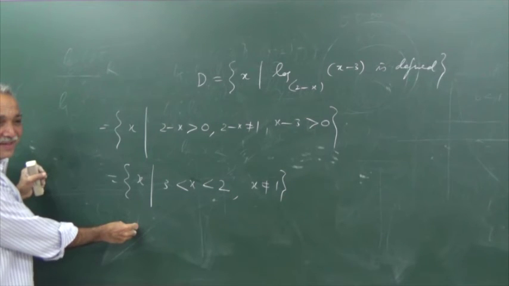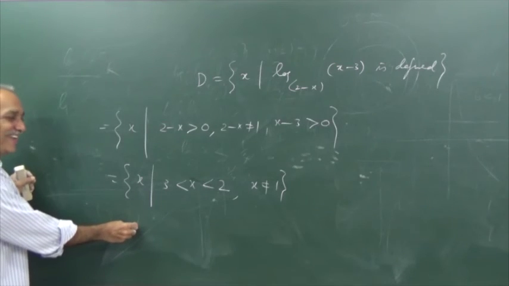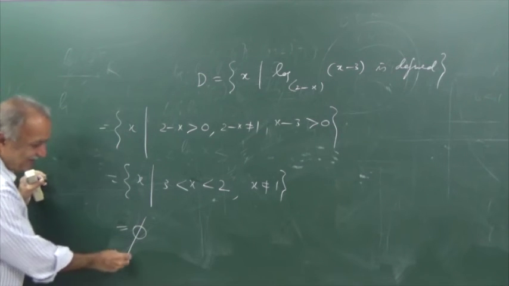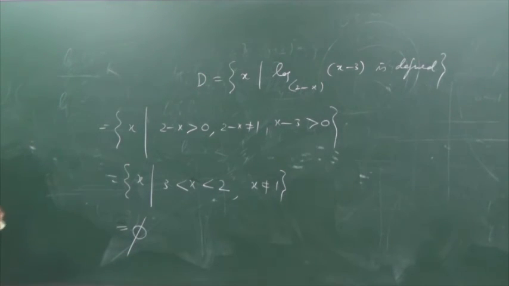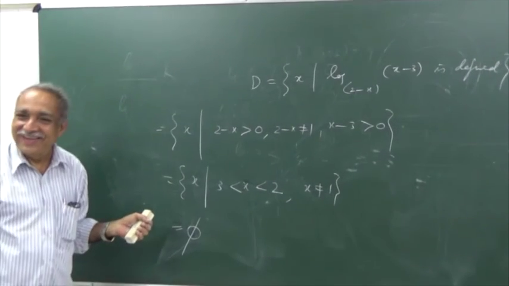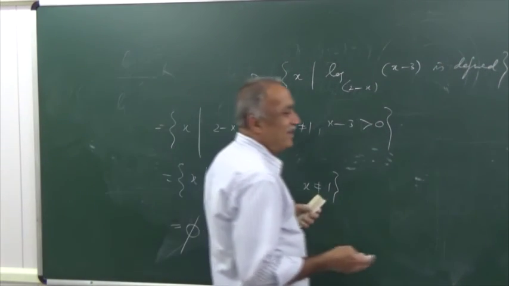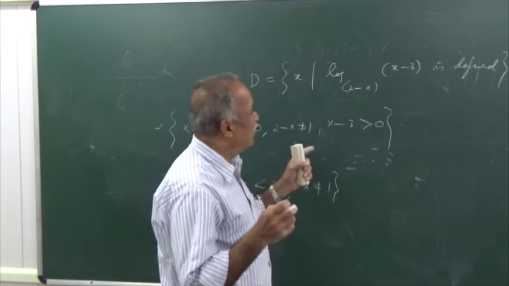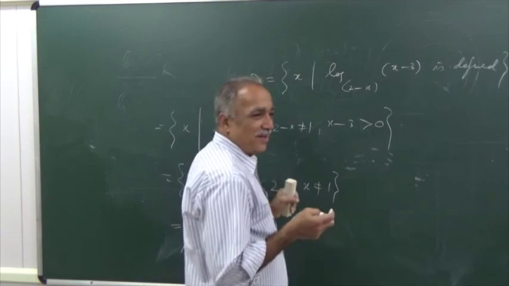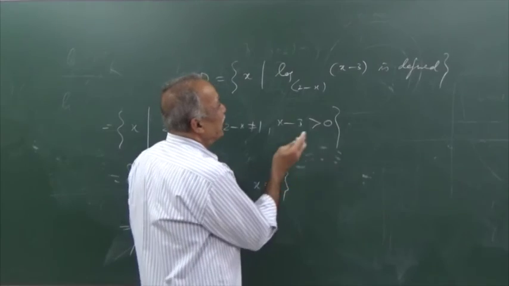What is the set? What numbers lie between are greater than 3 and less than 2? Is it clear or not clear? Problem turned out to be, it looked like a very complicated problem, turned out to be a trivial problem. Let me consider some changes now.